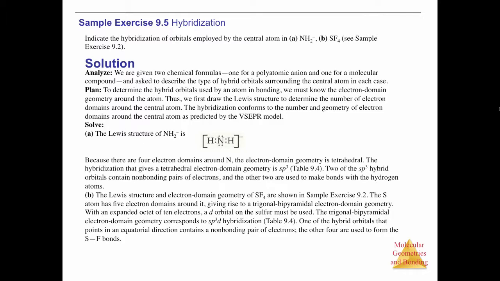model. So in the Lewis structure of NH2-, we see that our electron domain geometry is tetrahedral. The hybridization that gives a tetrahedral electron domain geometry is sp3. Two of the sp3 hybrid orbitals contain non-bonding pairs of electrons. The other two are used to make the bonds with the hydrogen atoms.